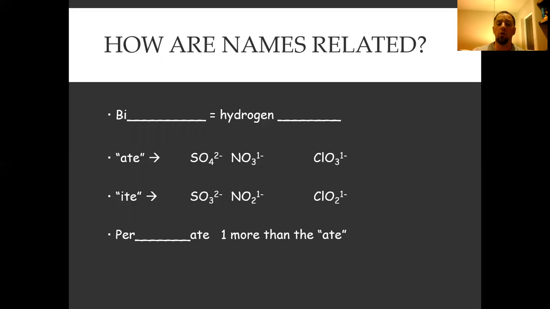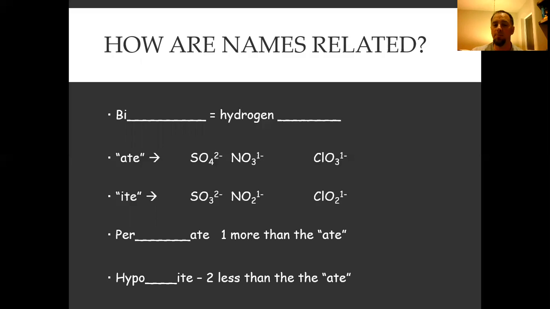If it has per as the prefix and then ate as the suffix, that means there is 1 more oxygen than the ate, or the most common. Hypo as the prefix with ite means there are 2 less. Remember, ite is less, and hypo is extra. There's an extra 1 that's less than that.